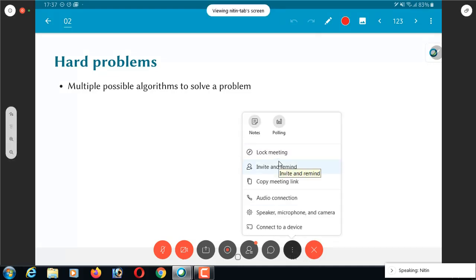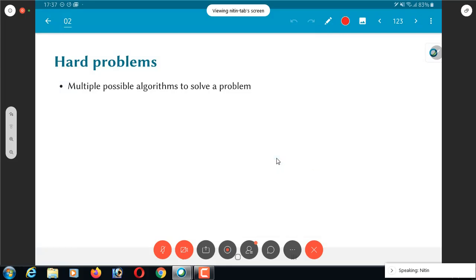And of course, we also had the sort of pathologically bad algorithm, which is enumerate all possibilities and pick the one which is sorted. It's still an algorithm. It will give you the correct solution, just that it has a very poor running time. So what this means is there are multiple possible algorithms in general to solve any given problem. So what do we do about that?